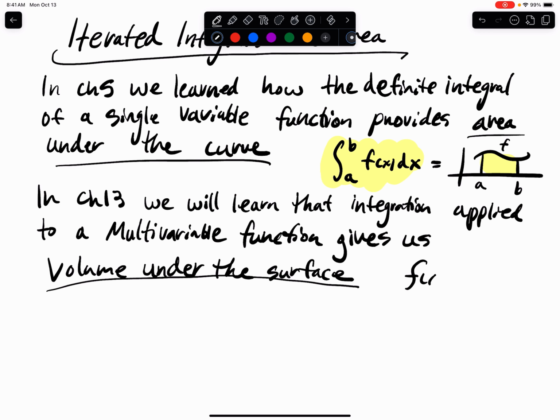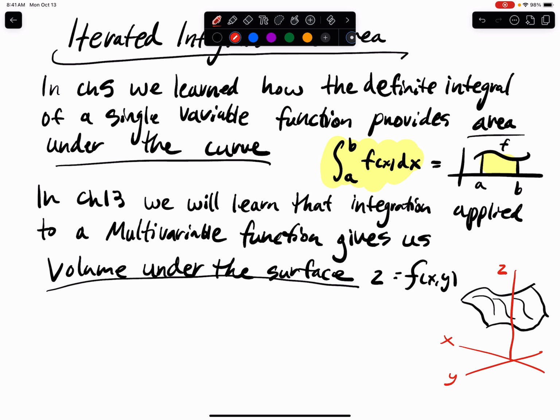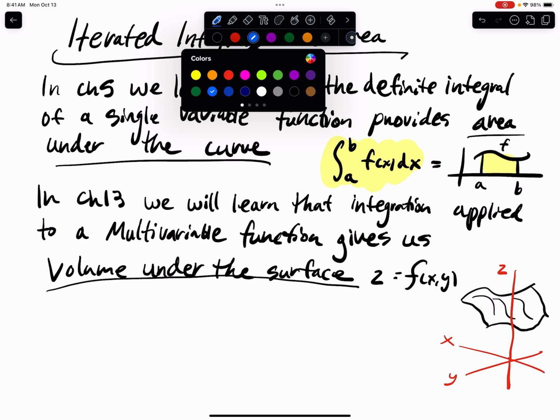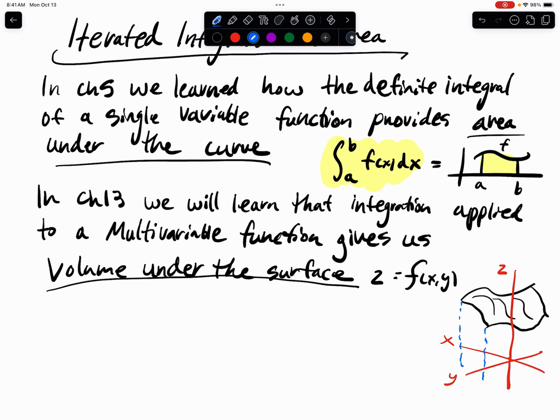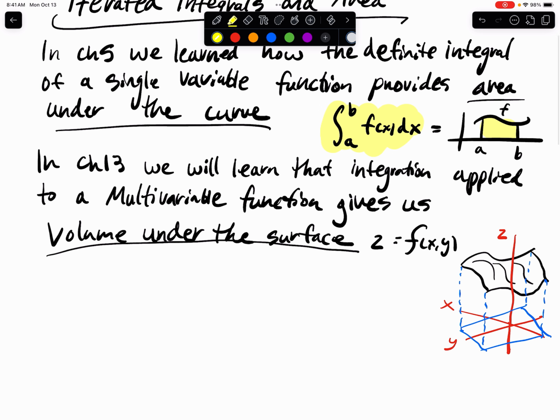So you have this multivariable function f of x, y, some surface, and then you get the z-axis, and the x, y-axis coming through here, and then this projects down and it creates a volume that you're calculating with this iterated integral.